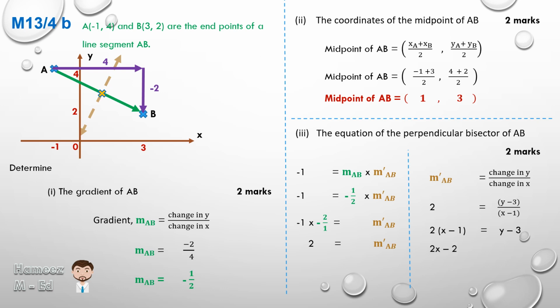And we can expand the brackets. 2 times x is 2x, 2 times minus 1 is minus 2, is equal to y minus 3. And if I want to find y alone, move the minus 3 from the right-hand side across. So that gives us 2x minus 2 plus 3 is equal to y. As such, y is equal to 2x plus 1. And that's the equation of the perpendicular bisector of AB. Couple things to note: the gradient is positive, plus 2, and it cuts the y-axis at the point 1.